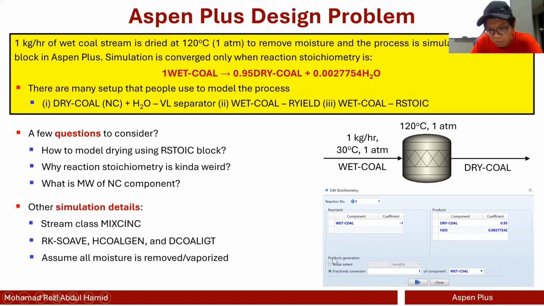These are just the inputs that I put in my reactor block. Basically, if you put in this number, you will get simulation convergence, but that's not the main point here. The main point here is how did I get this number? How did I arrive at this particular number? Okay, moving on.